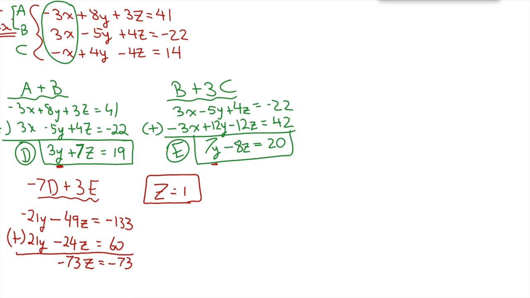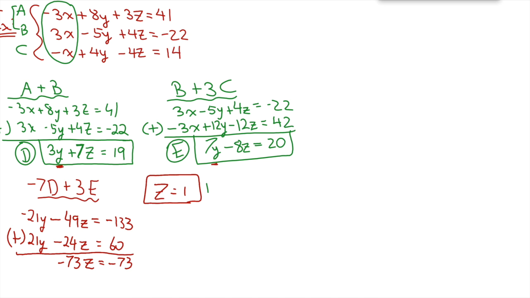You just substitute it in. What equation would you substitute z equals 1 into? A, B, C, D, or E? D or E, because it only has two variables. Which one, D or E? Really doesn't matter.